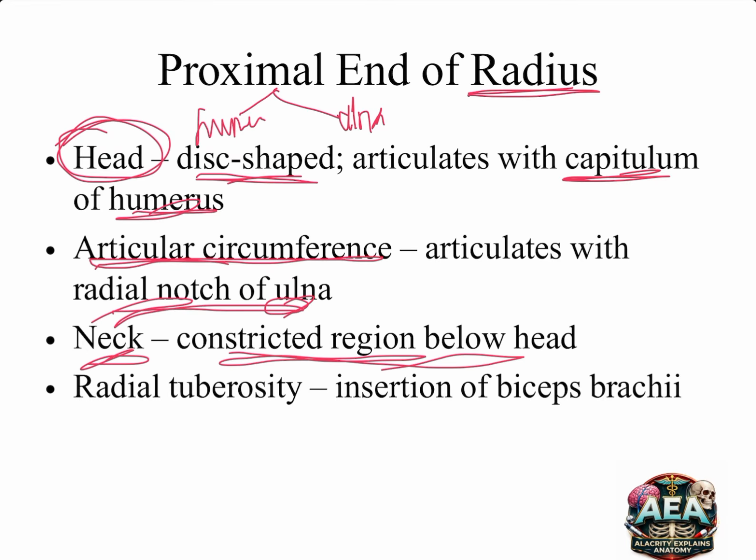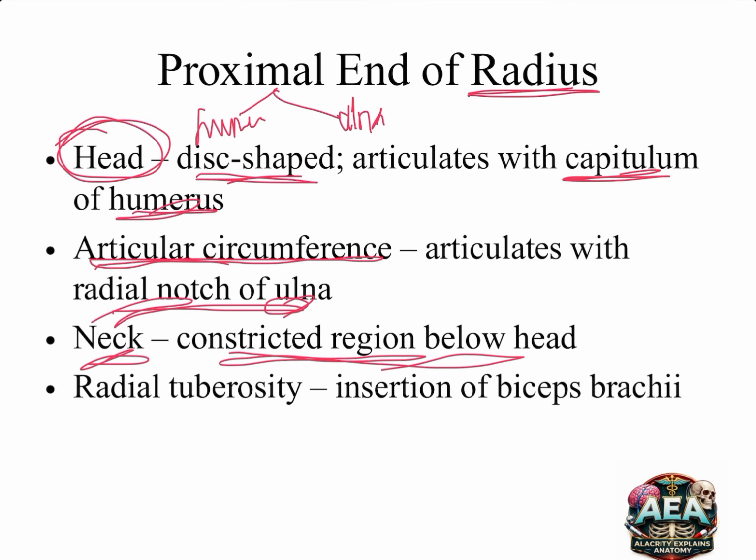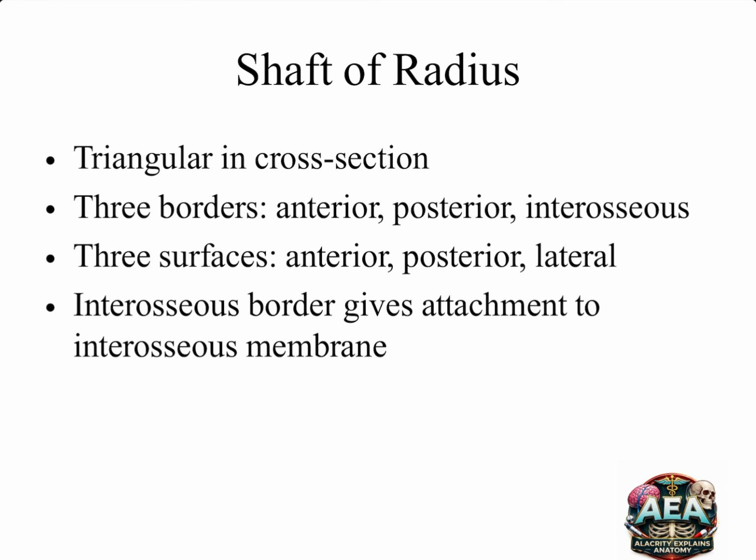Then it has a neck, which is a constricted region below the head. You can see in this image the constricted region below the head of the radius. It has a radial tuberosity, which is the site of insertion for the biceps brachii muscle. The biceps brachii muscle inserts at the radial tuberosity here. Good. Now let's look at the shaft of the radius.